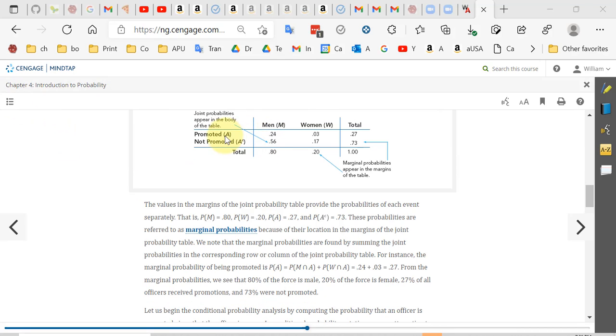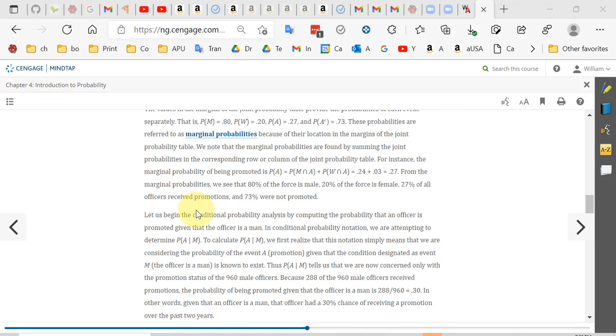And if you want to know the probability of being promoted, it's the probability of being a man and being promoted plus the probability of a woman and being promoted. That's this plus this, which is this. So the probability of A is the probability of man intersect A plus the probability of woman intersect A. We get 0.27, and that's a marginal probability.